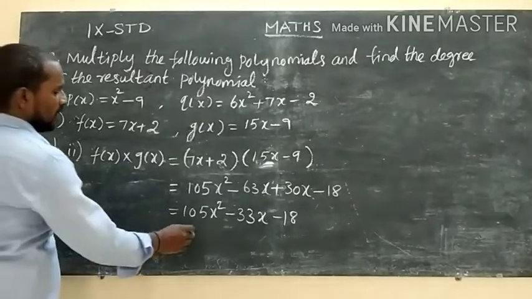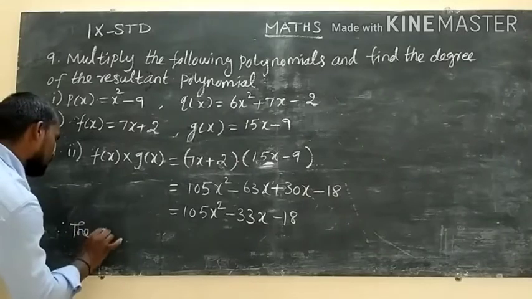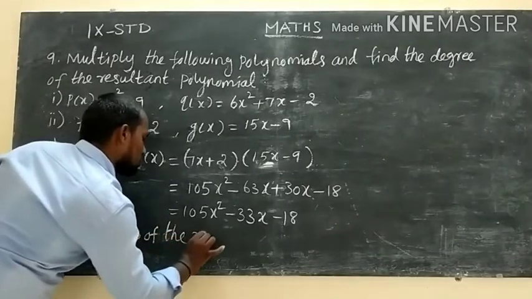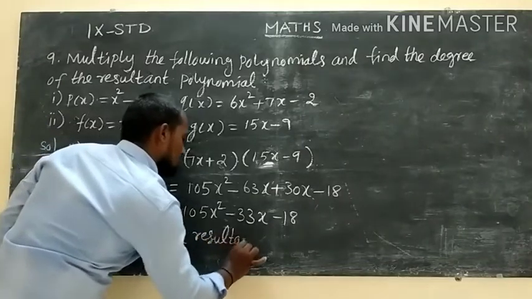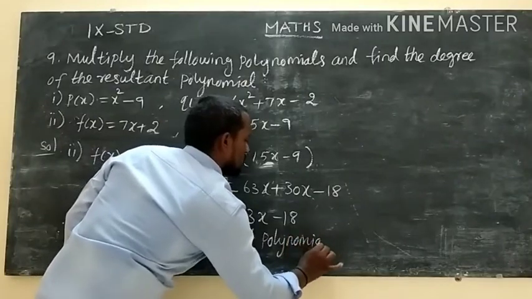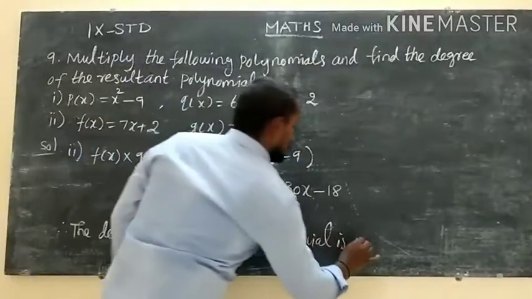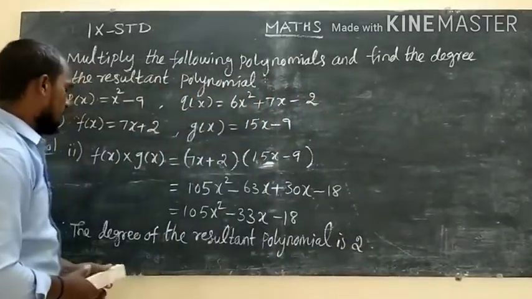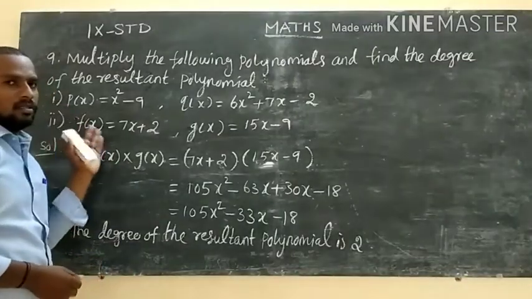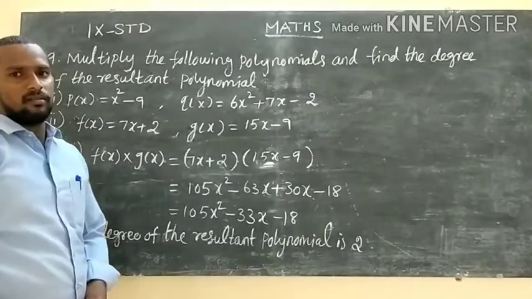Okay. Then the question is find the degree of the resultant polynomial. Therefore, the degree of the resultant polynomial is, the highest degree is 2. So 2 is the degree of the resultant polynomial. Have you understood the ninth question? So we have the third subdivision.